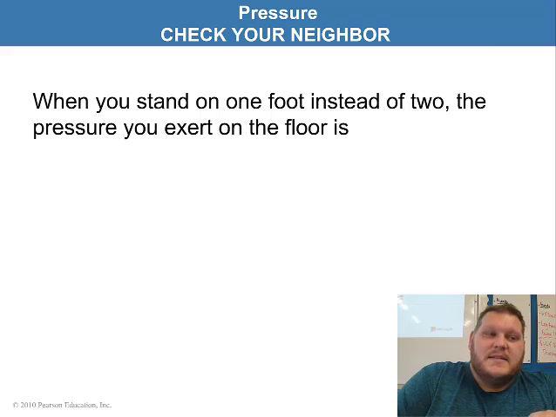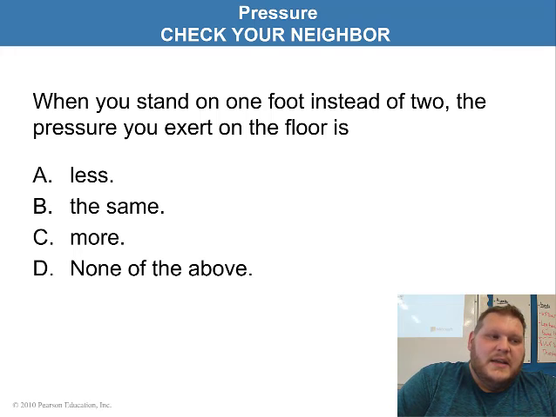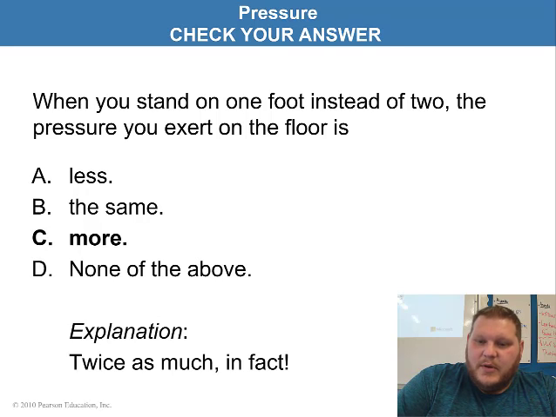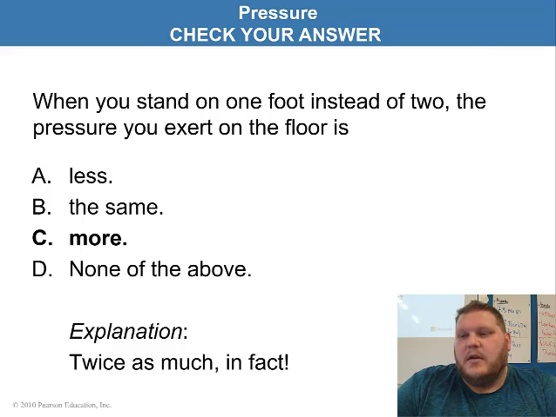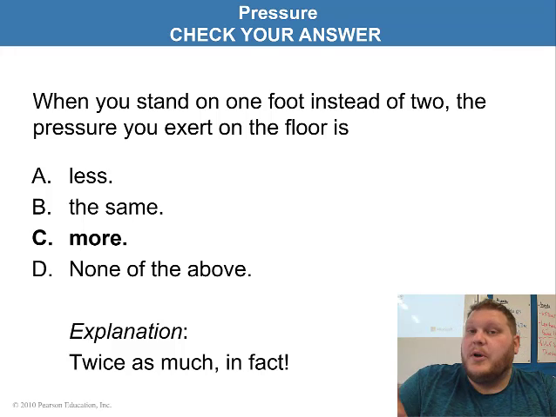Now, this is much different if we're standing on 1 foot instead of 2. The pressure we exert is actually going to be more. Right? C should be our correct answer here because it's actually twice as much. We have the same amount of force over half of the area. So if we're assuming that our feet are the exact same size, if we're standing on 1 foot instead of 2, all of that force is over half of the area, so our pressure will double.